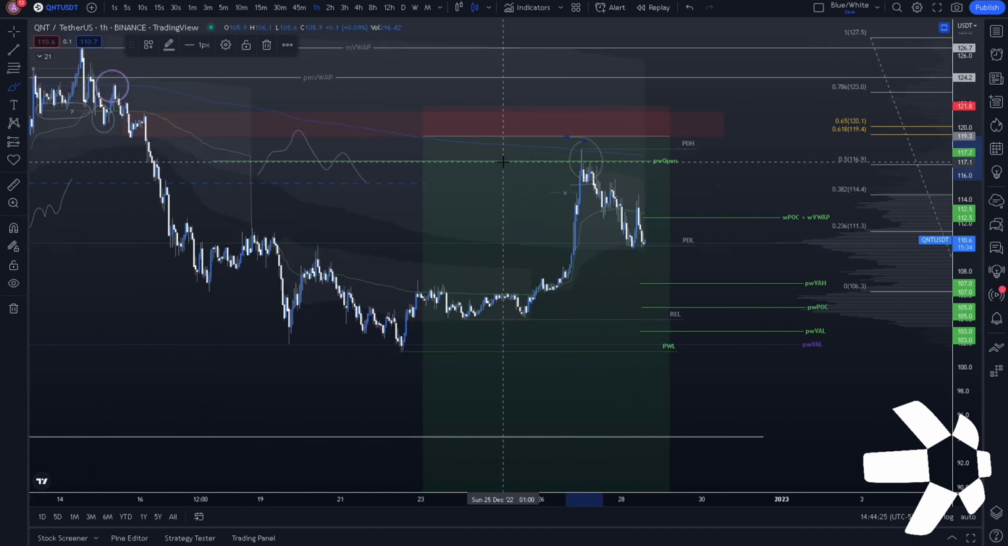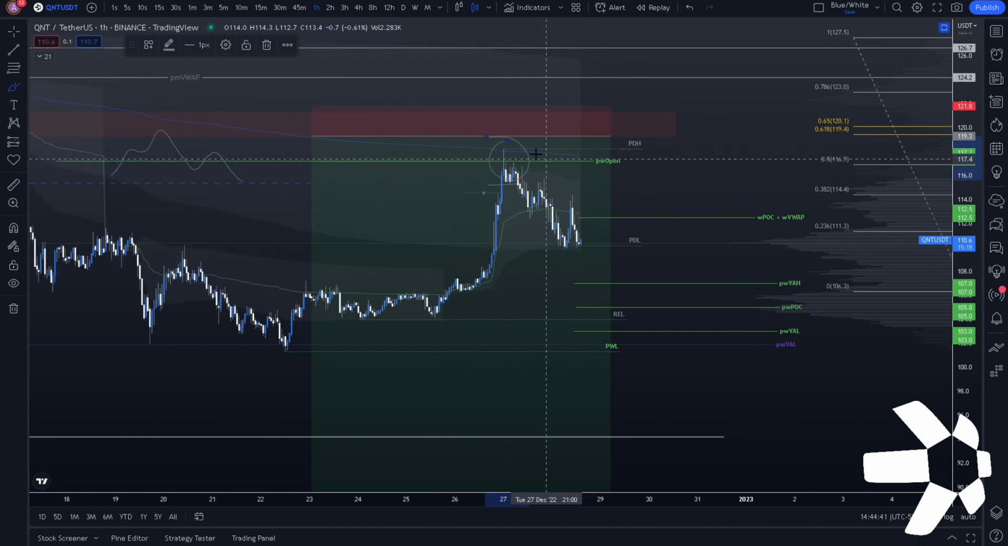If you also marked out your previous weekly open, there's always a lot of liquidity buildup on your weekly opens and your previous weekly opens. So a lot of the times, I like to mark these out as targets for price action to wick up to or wick down to sweep out a lot of liquidity.